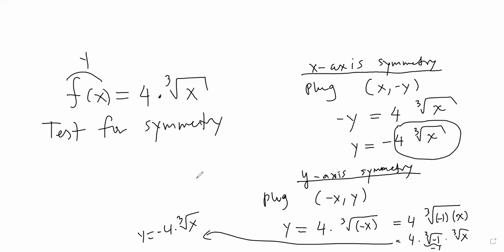So there is no y-axis symmetry. So no x-axis symmetry and no y-axis symmetry. Now let's check the last one. The last one is origin symmetry.